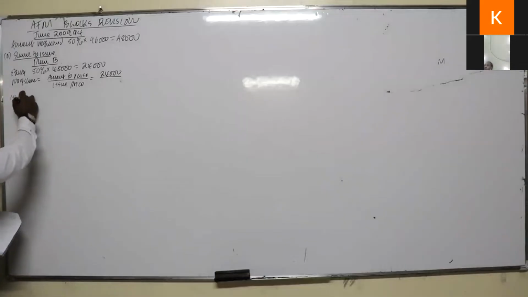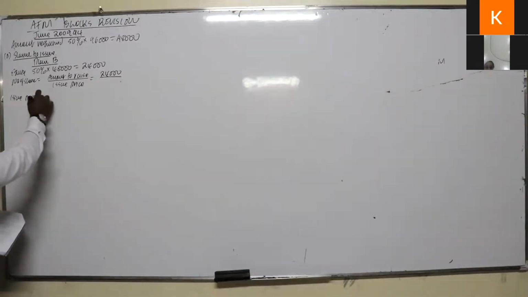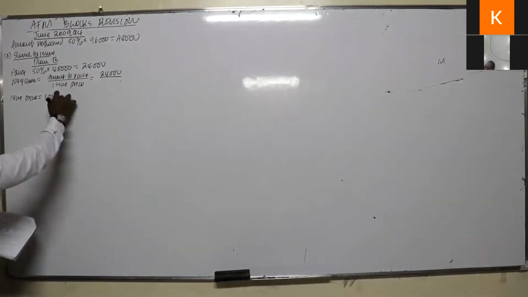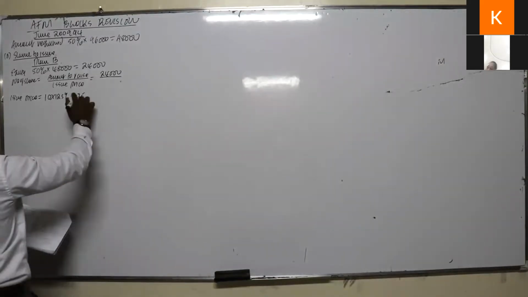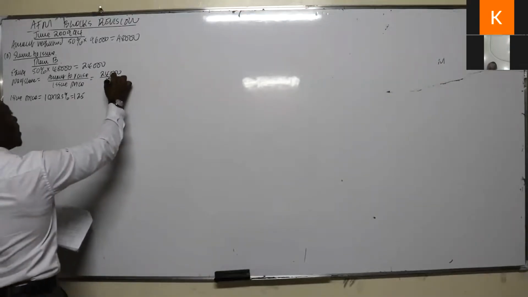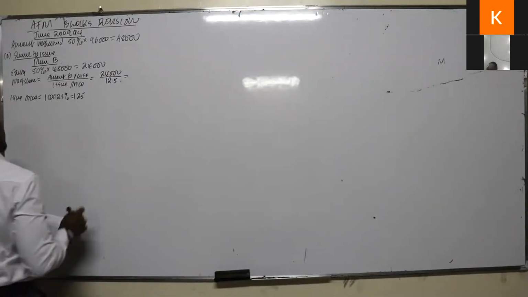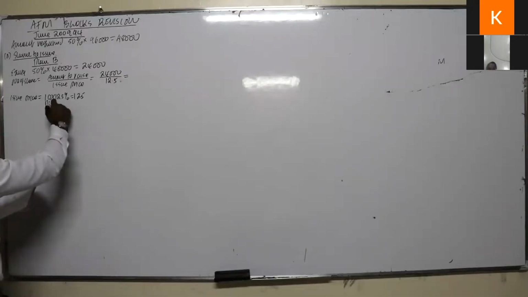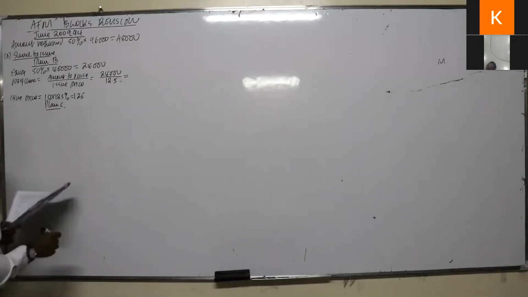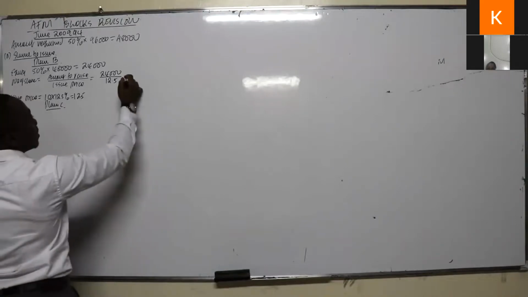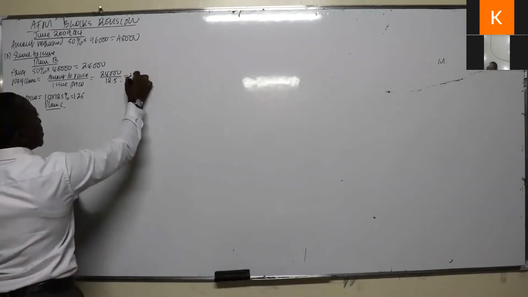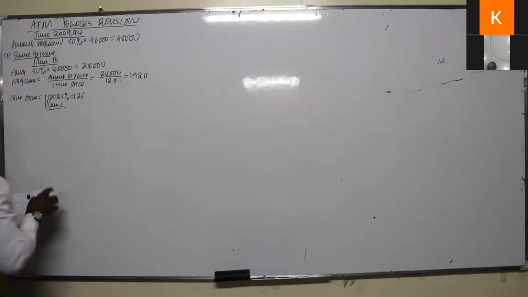Yeah. Issue price. The par value is 10. You multiply by 125%, you get 1.25. So I mean 12.5. How many shares will we issue? 1920. Let's go to Plan C.